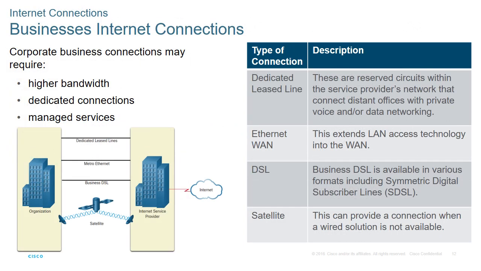Now we will discuss business internet connection. For our business, if we require an internet connection, what are the different types of internet connections available for the business? We'll see. There are different types of connections available: dedicated leased line, Ethernet WAN, DSL, satellite. Okay. Now we'll see what is a dedicated leased line.